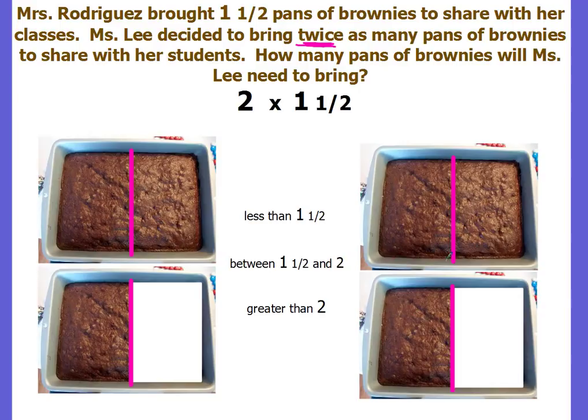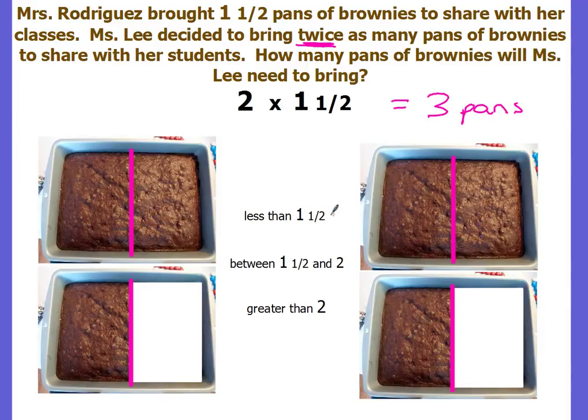So this is what Miss Lee's is going to look like. She's going to have 1 full pan of brownies, another full pan of brownies, that makes 2, and then she'll have 1/2 a pan and 1/2 a pan that's going to total out to 3. So Miss Lee is going to need to bring 3 pans of brownies.